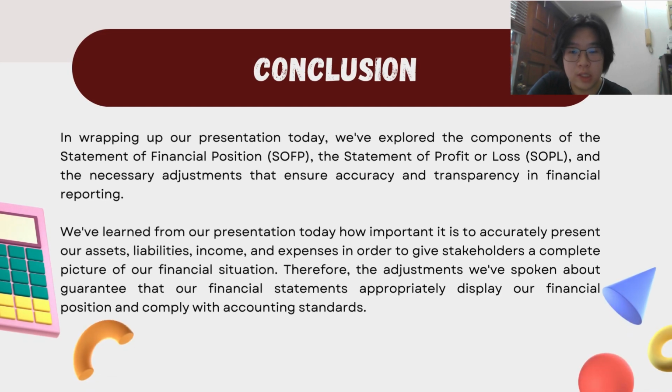And for the conclusion, in wrapping up our presentation today, we have explored the components of the Statement of Financial Position, which is SOFP, the Statement of Profit or Loss, which is SOPL, and the necessary adjustments that ensure accuracy and transparency in financial reporting. We have learned from our presentation today how important it is to accurately present our assets, liabilities, income, and expenses in order to give stakeholders a complete picture of our financial situations. Therefore, the adjustments we've spoken about guarantee that our financial statements appropriately display our financial position and comply with accounting standards.